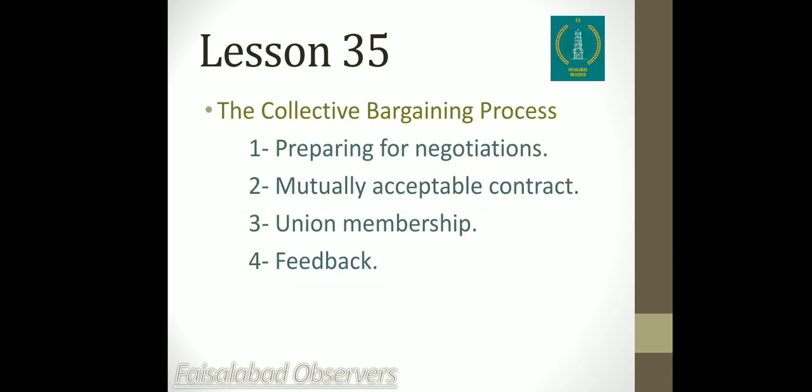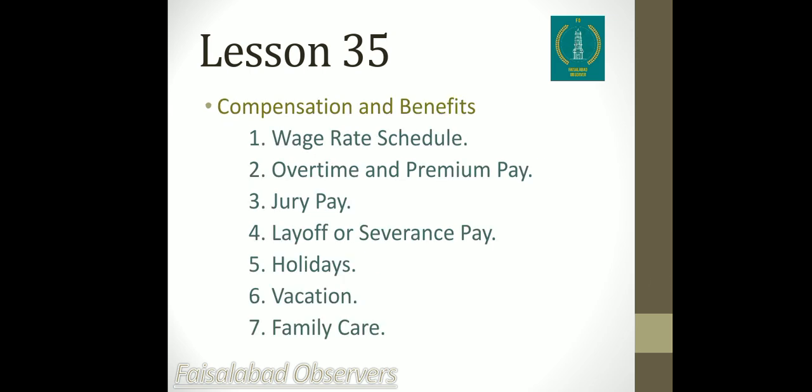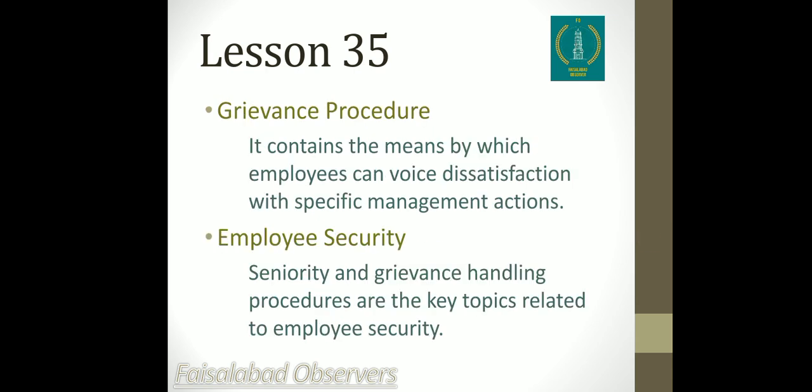The collective bargaining process: preparing for negotiation, mutually acceptable contracts, union membership, feedback are important. Compensation and benefits: wage rate, schedule, overtime, premium pay, jury pay, right of jury, those who decide, layoff or severance pay, holidays, vacations, family care. These are all the compensation and benefits that should be given by the owner to the organization's workers.